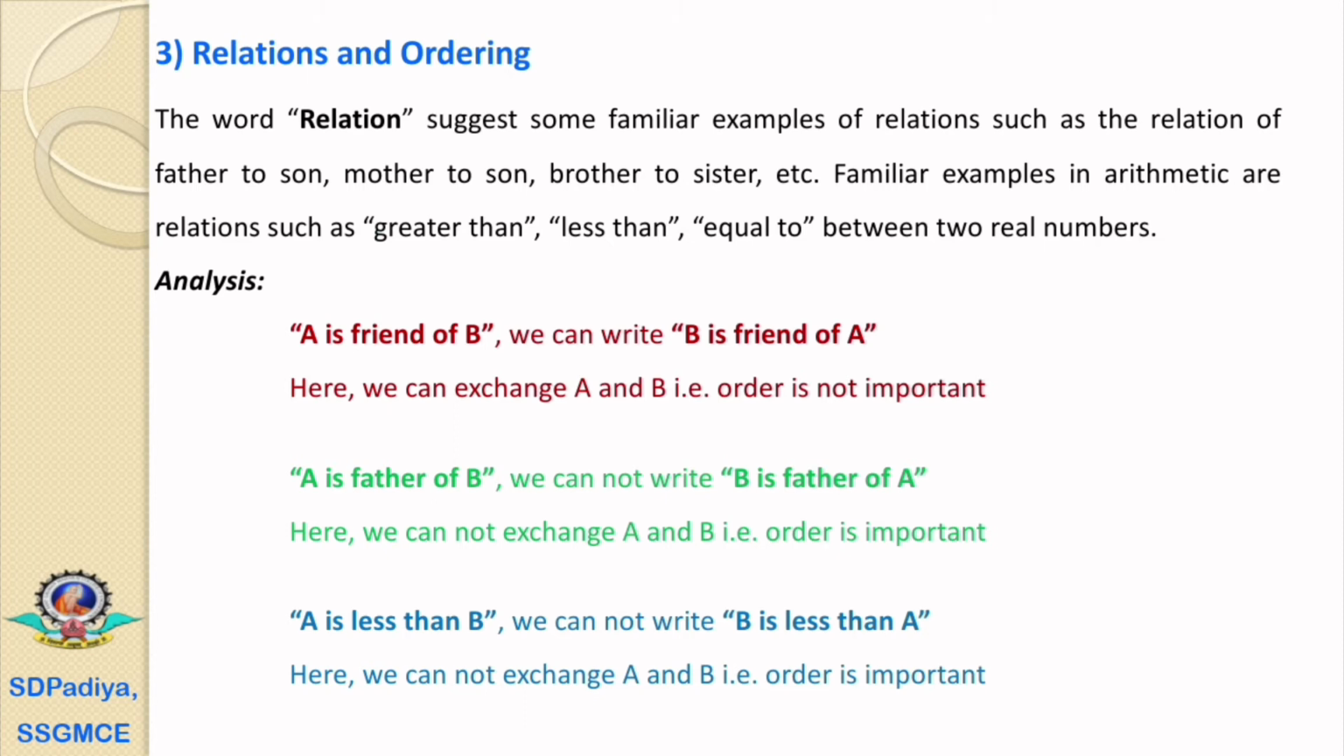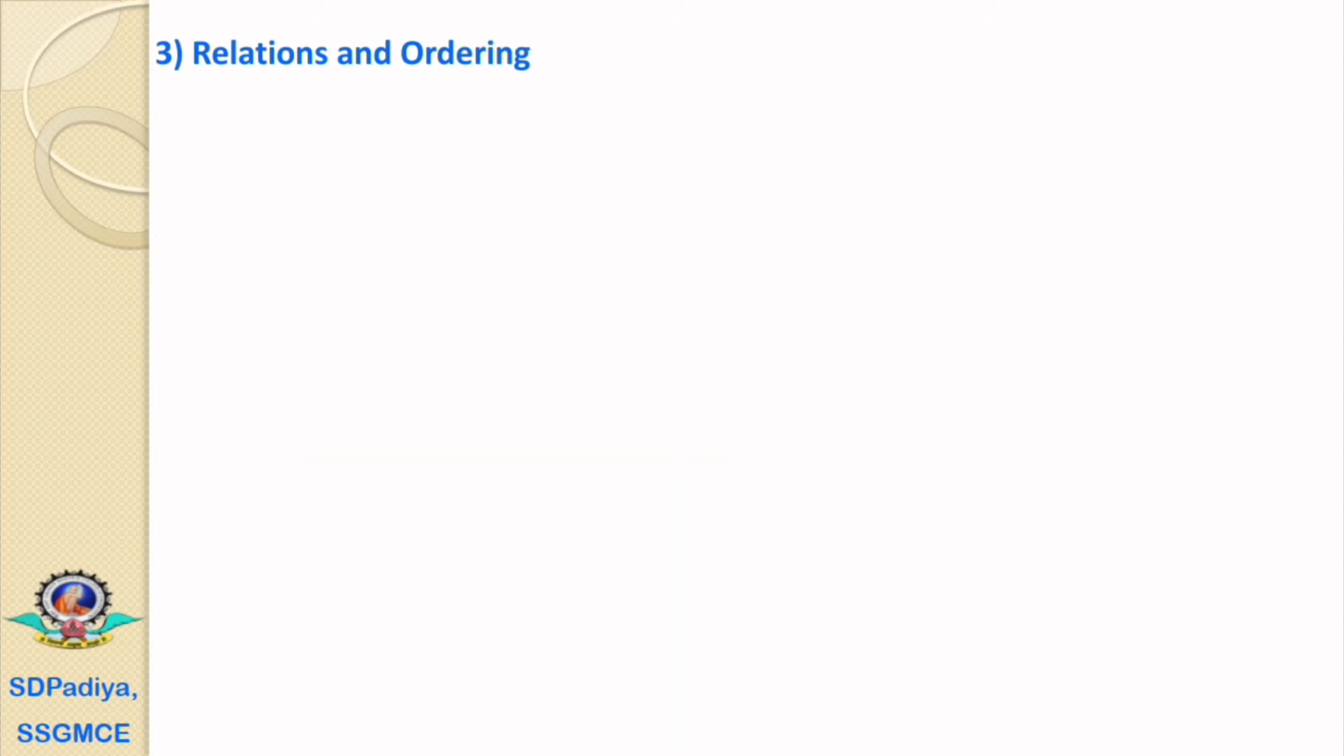Here we cannot exchange the A and B, that is, order is important for the less than or greater than relation. But if we have the relation A is equal to B, then we can write simply B is equal to A, because in equals to or not equals to, order is not important.